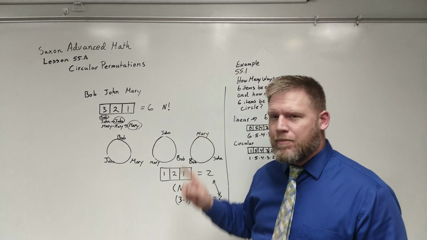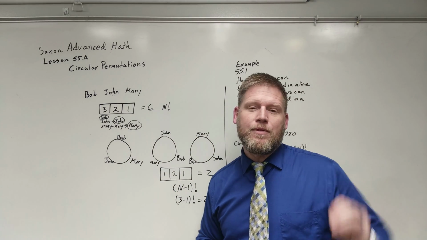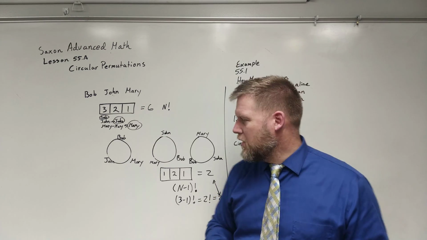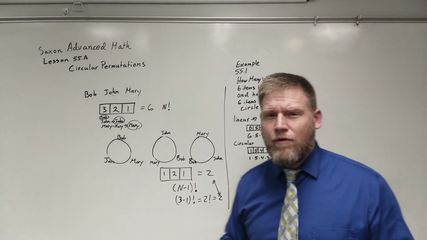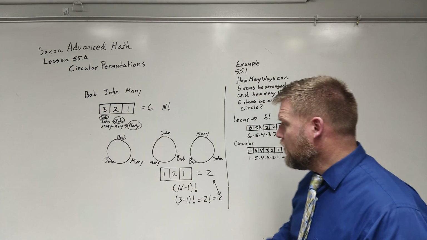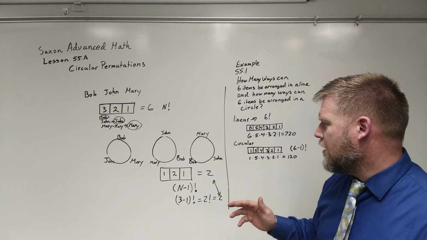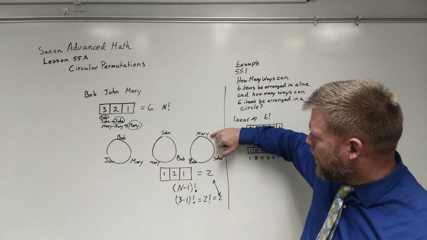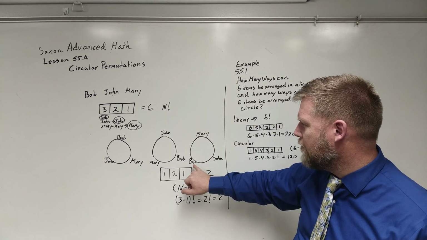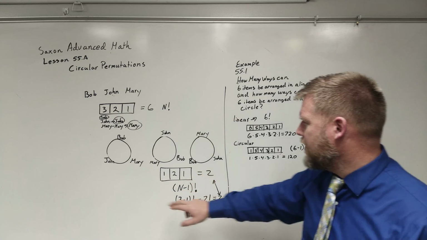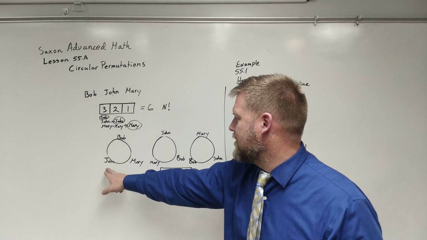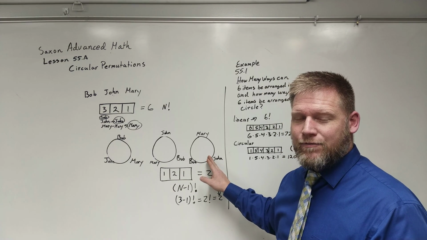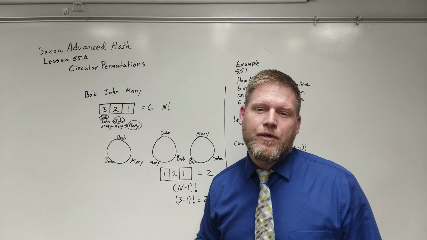Bob was at the top, but I don't care about which is on the top of the circle. I care about who's next to who. So there's really not that many different ways to do this. There's only 2 different ways to do this. If I said John's on his right is Mary and on his left is Bob, well, that's the same as this one, and the same as this one. So our third one is the same as the first, and that kills one of the permutations.